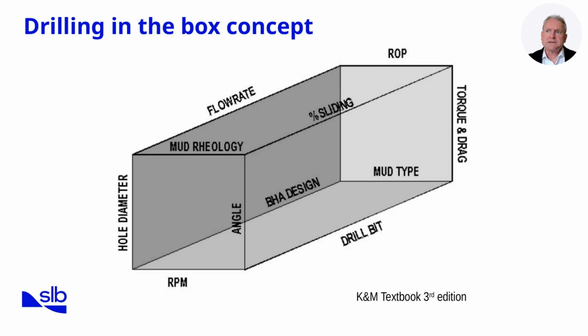Finally, on the right-hand side of the box are performance outputs, ROP, and torque and drag. These reflect the result of all the input variables. If parameters remain within the box, drilling progresses efficiently with manageable torque, controlled drag, and optimal penetration rate. Exceeding the box boundaries, however, leads to instability, high mechanical loads, or loss of wellbore control.